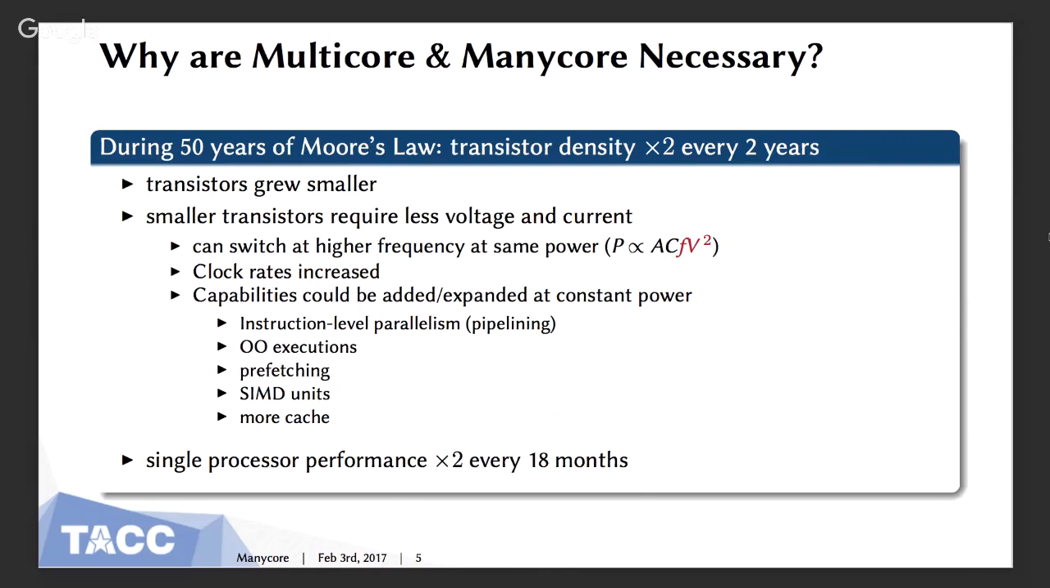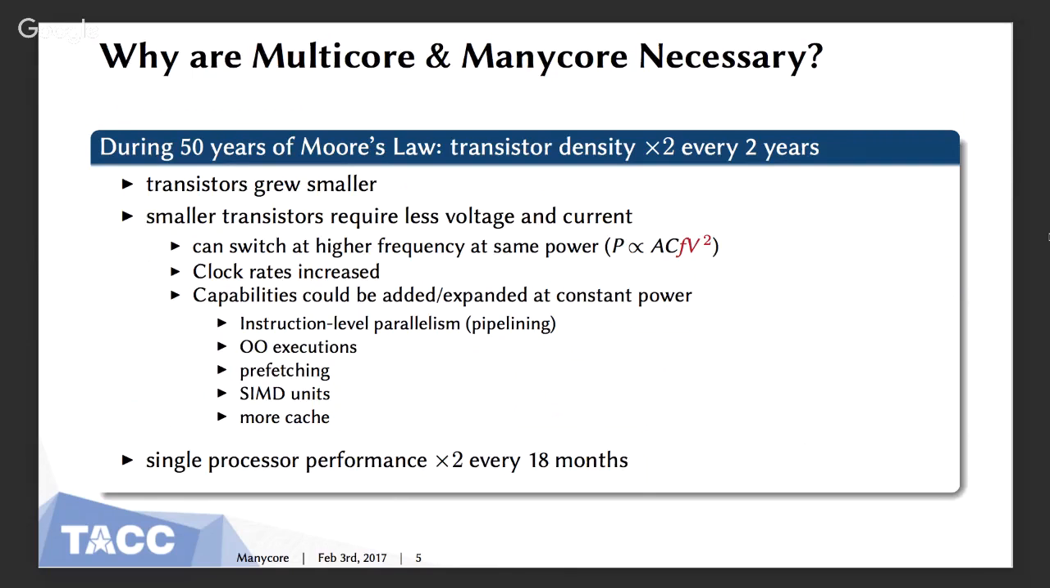Prefetching, which is just grabbing data before you need it, trying to predict what data you're going to need, is another capability that they've been able to add, and it keeps getting better. And then SIMD units, which I'll talk about at length later on in this talk. And also more cache. Like I said, cache is good. So what they were seeing with all of these different things combined was single processor performance was doubling every 18 months. This was great. Basically, you're getting double the performance for the same power.